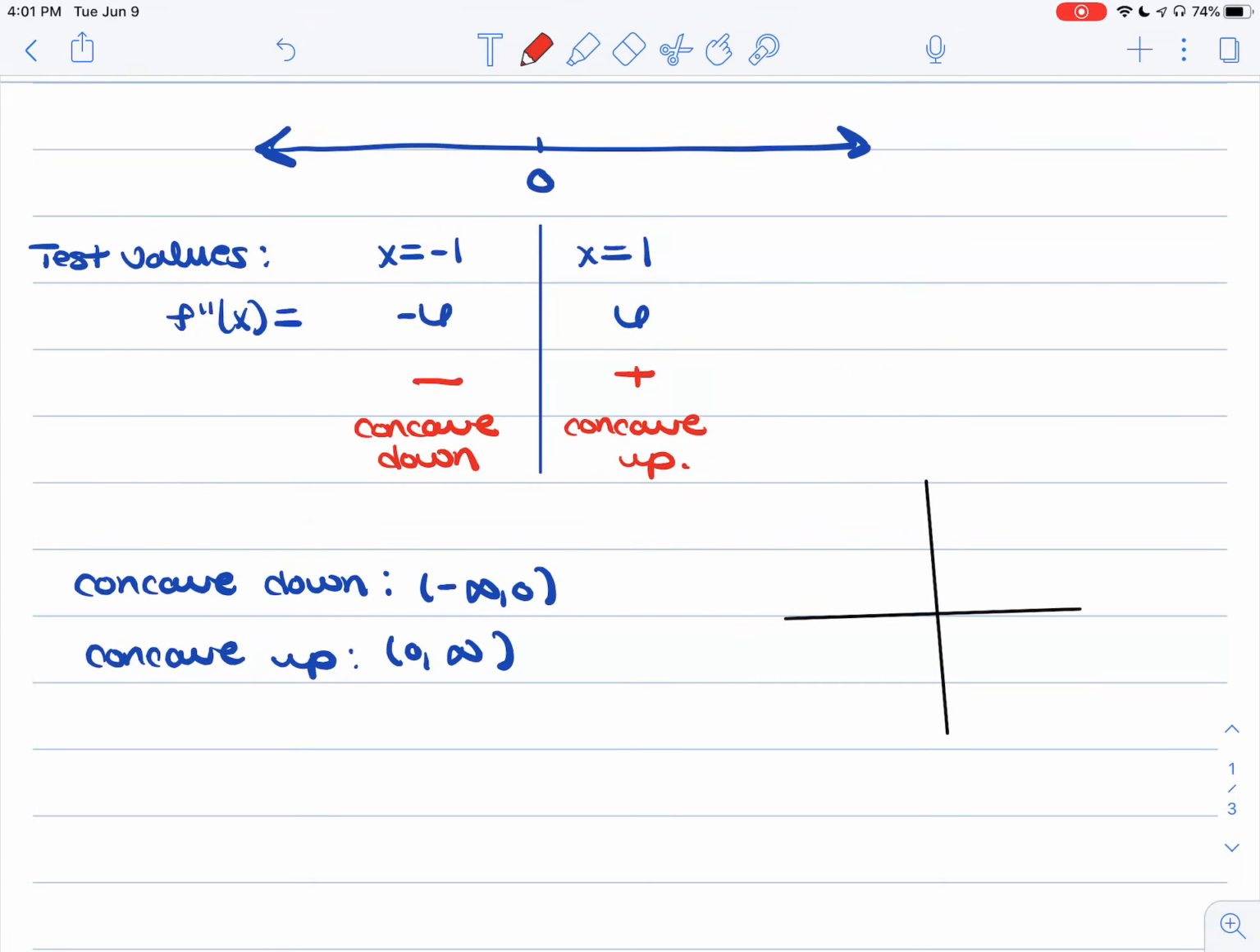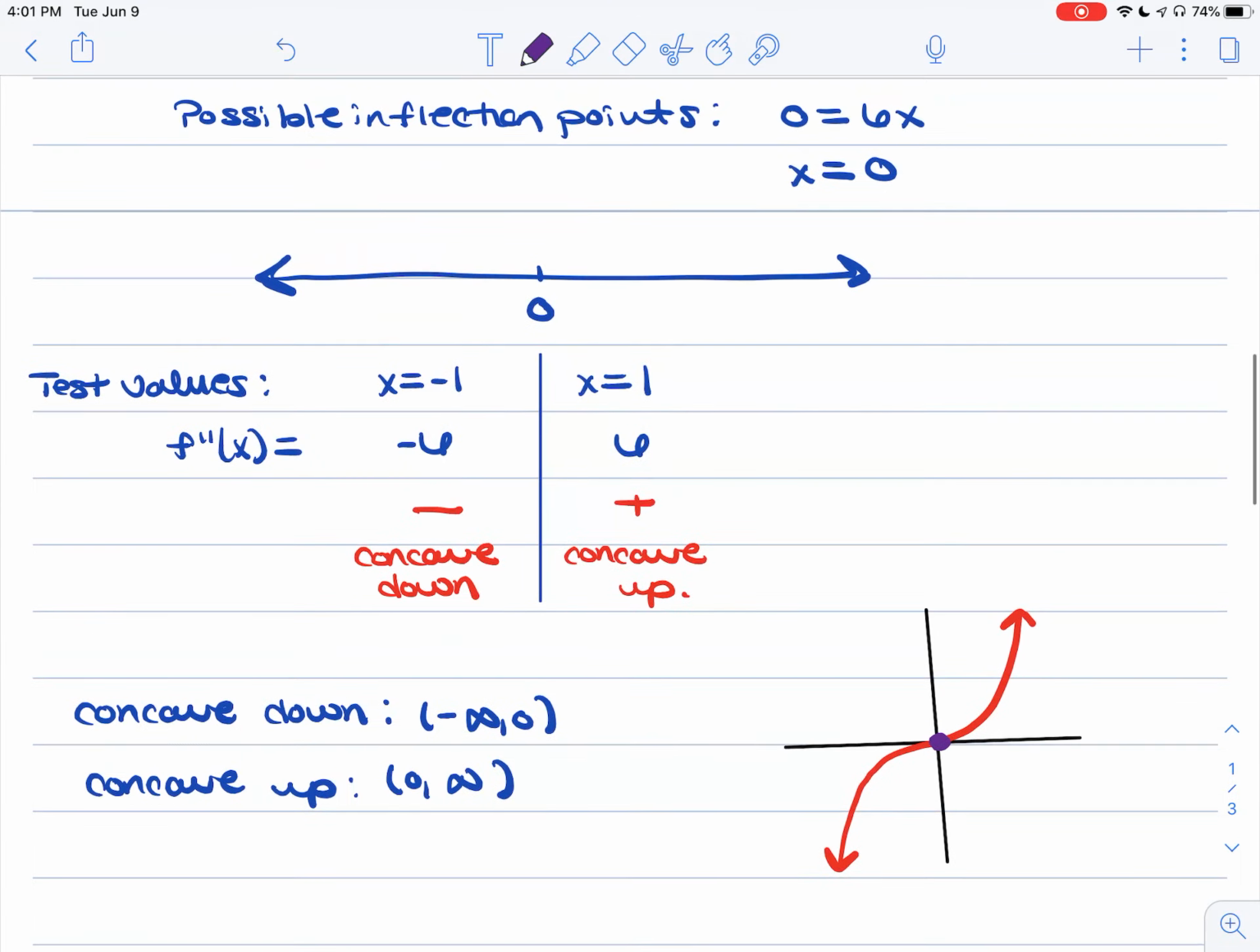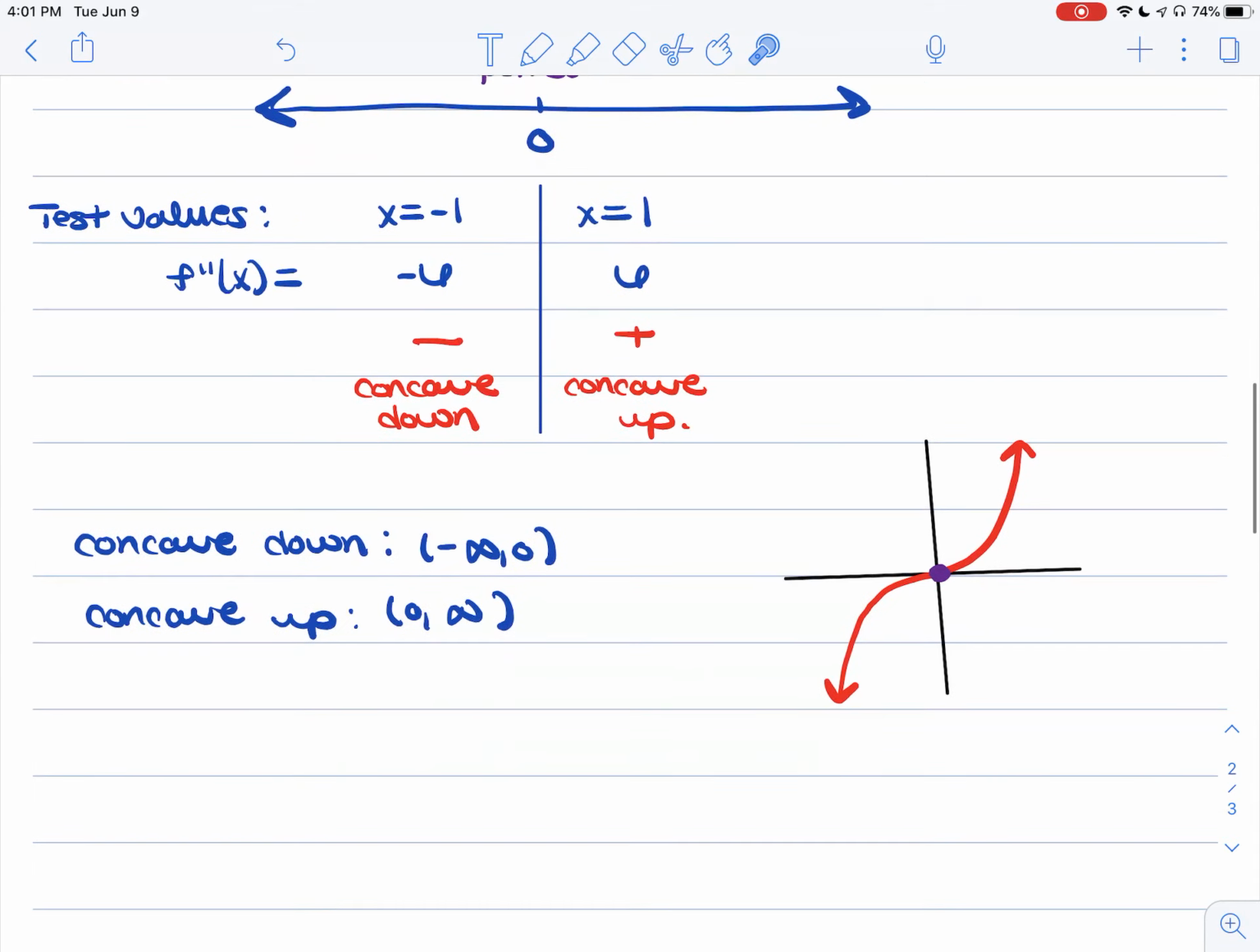Our cubic function, which hopefully you remember what that looks like, and of course something like that, right? So if we think about our concavity here, we found our inflection point, which 0 is in fact an inflection point, because our graph changes concavity at that point, it goes from concave down to concave up.